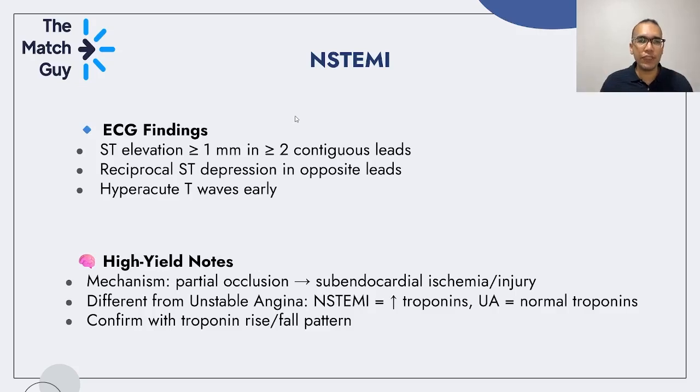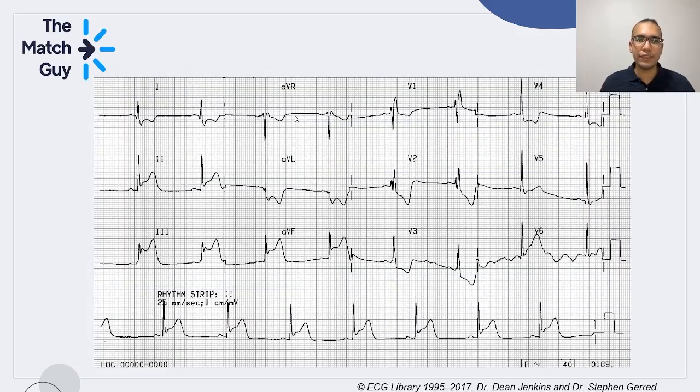If the troponins are elevated, this is a non-ST elevation myocardial infarction. Normal troponins mean that this is an unstable angina, right? Now let's look at the next ECG. Focus on the ST segment and tell me, is this an elevation or a depression?